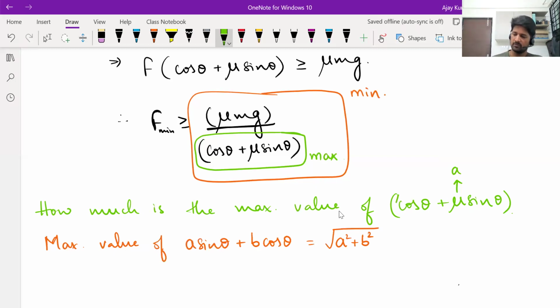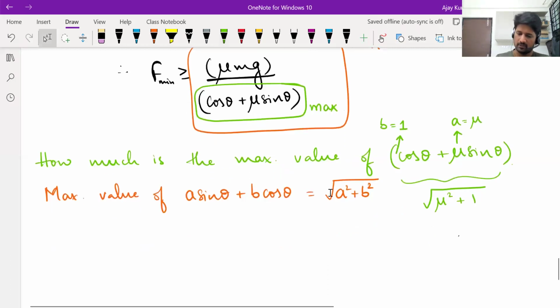If there's no term written before cos theta, what coefficient does it have? 1, sir. Okay. So in place of a, we have mu, and in place of b, we have 1. Then the maximum value of this becomes root of a square plus b square, which is root of mu square plus 1. So the maximum value of the denominator is root of mu square plus 1.